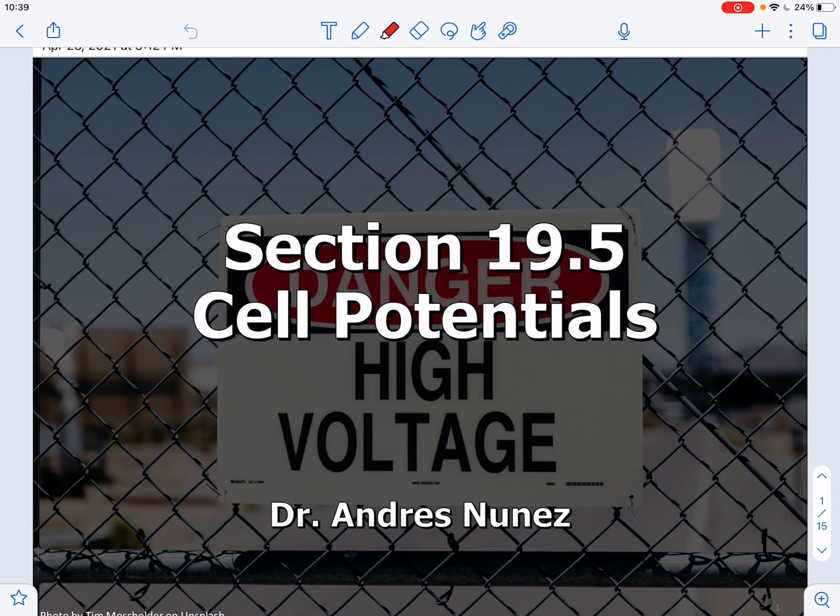This is section 19.5 and this is about cell potential. So after reviewing what redox reactions are and exploring what voltaic cells are, remember the voltaic cells are taking advantage of a chemical reaction to produce electricity, and that electricity is measured as a cell potential. So now we're gonna see how you calculate those cell potentials given a particular set of redox reactions.